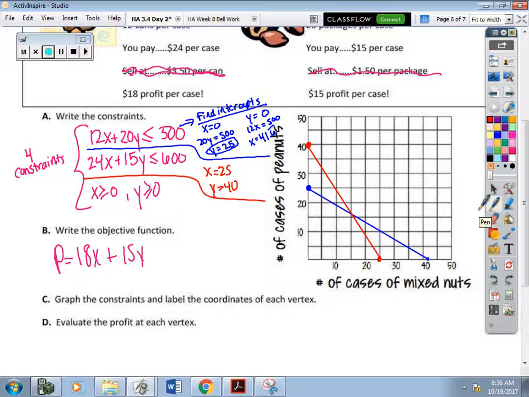So my two lines look like this, and I'm actually waiting to shade it till the end. I'm also technically saying that x has to be greater than 0 and y has to be greater than 0. So I'm shading less than this and less than this, so the final solution should be this part here.